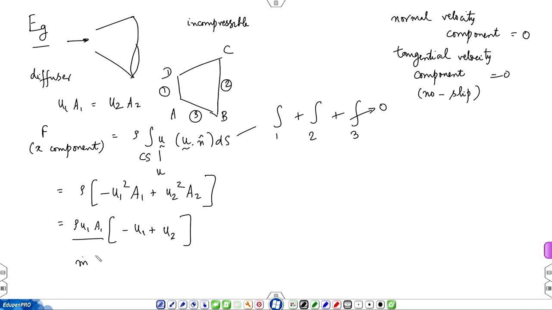So, since u1 A1 equal to u2 A2, for A2 greater than A1, u1 is greater than u2. So, this entire term is negative. Okay, so, for the diffuser, on the fluid medium there is a net external force acting, which is negative and is given by m dot times u2 minus u1.